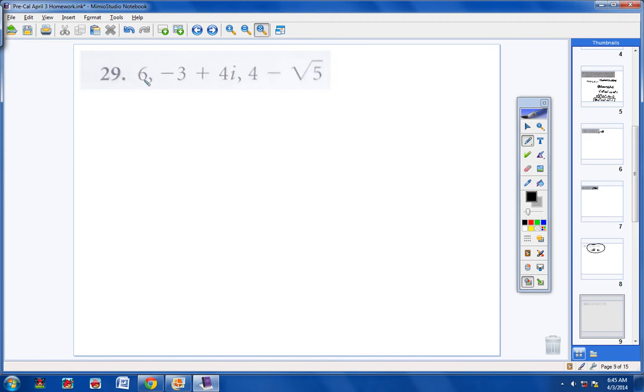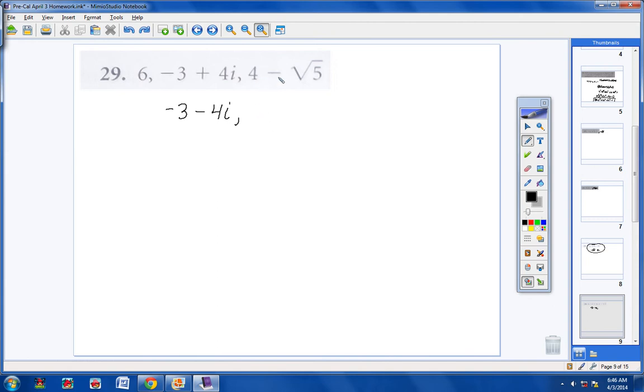6 is rational, so I'm not worried about 6. However, 3 plus 4i is an imaginary zero. So then I also know that if I have an imaginary zero, its conjugate must exist. And the conjugate of negative 3 plus 4i is negative 3 minus 4i. Okay? And then here's an irrational zero, and I know if an irrational zero exists, its conjugate also exists.